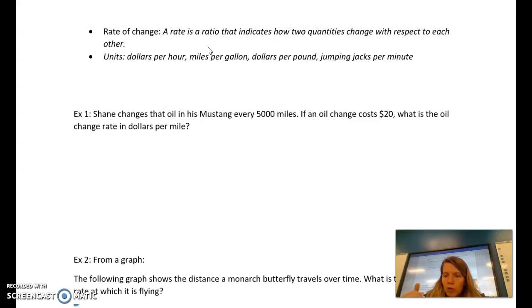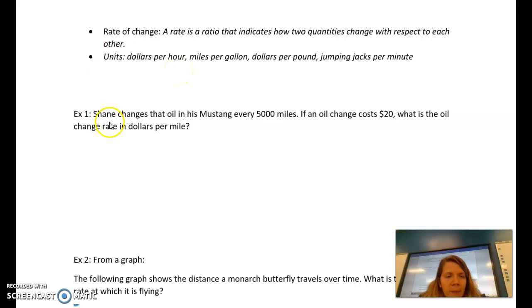Miles per gallon when you drive your car. Another one when you drive your car is miles per hour. Dollars per pound if you're shopping at a grocery store. Jumping jacks per minute, maybe if you're in gym class. So let's go ahead and calculate some rates of change.